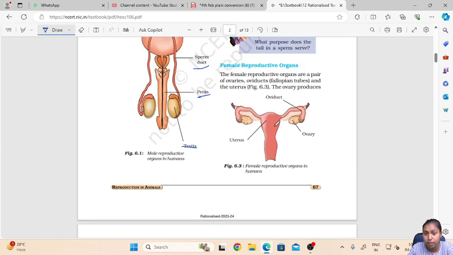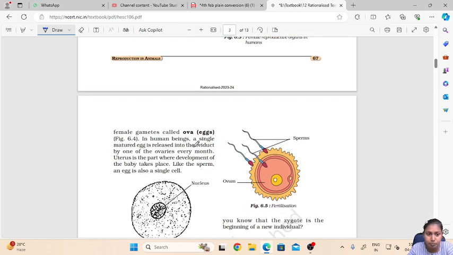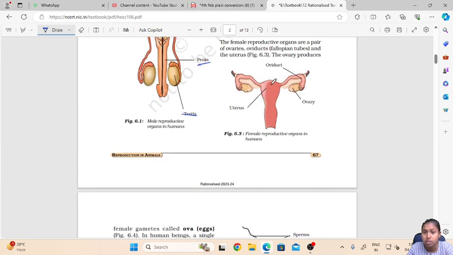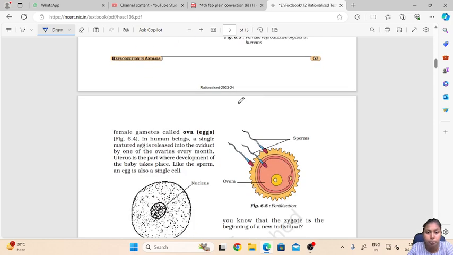Every month, a matured ova or the egg is released from the ovaries into the oviduct, into this fallopian tube. It is done every month. So the uterus is the part where development of the baby takes place. So here the development of the baby takes place in the uterus. Like sperm, an egg is also a single cell.